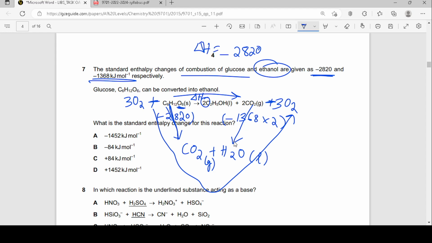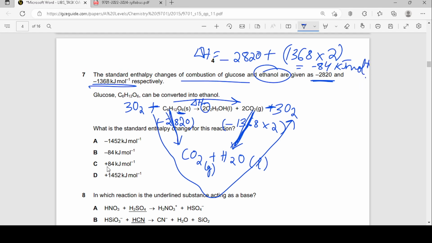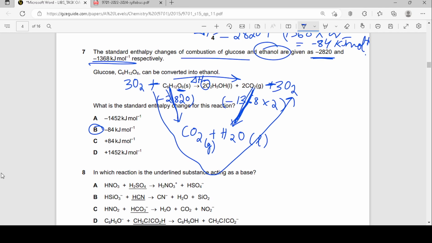And if you follow this arrow, you're going against the arrow, so you'll make this minus into a plus 1368 times 2. That's the calculation I have to do, and let me do that calculation. So I get minus 84 kilojoules per mole. That is the answer I get, and that is option B. So that's my answer, and that's awesome.